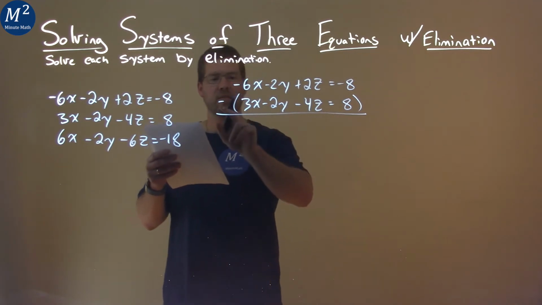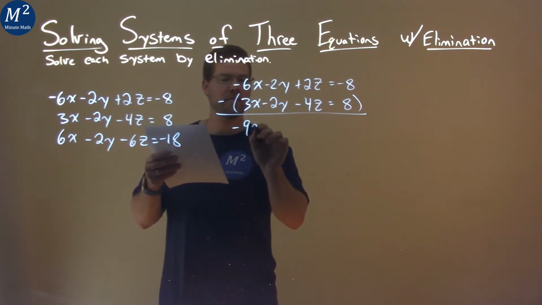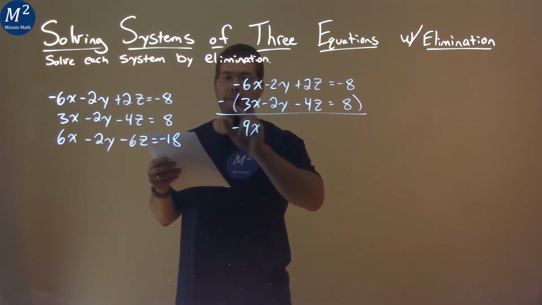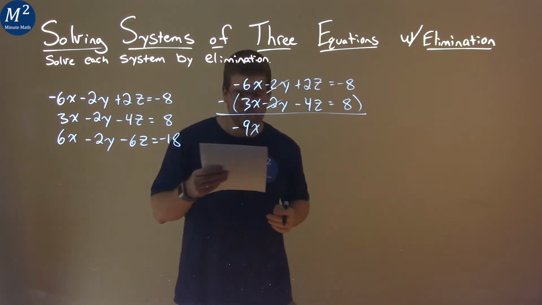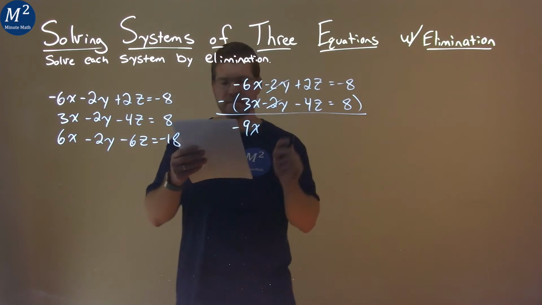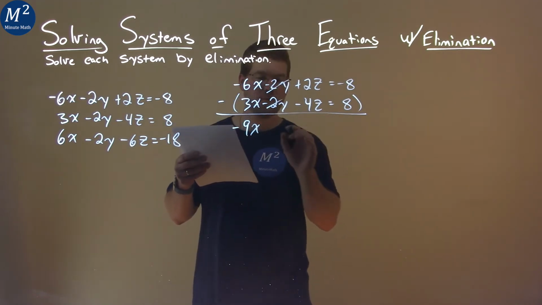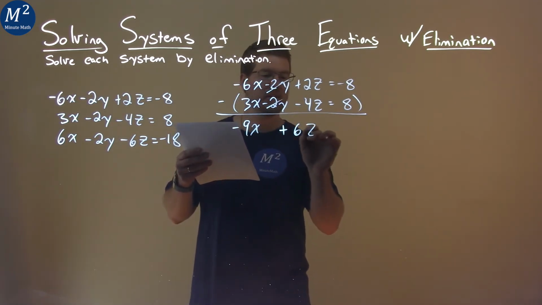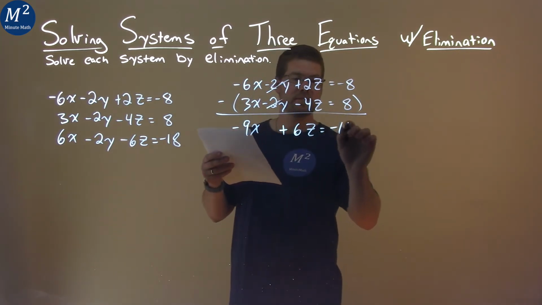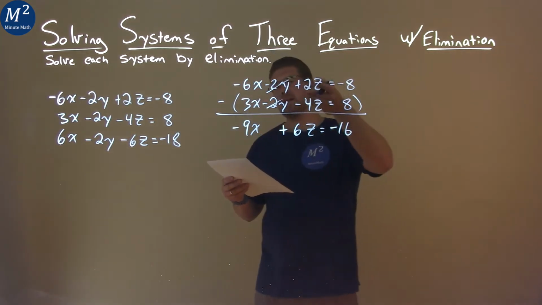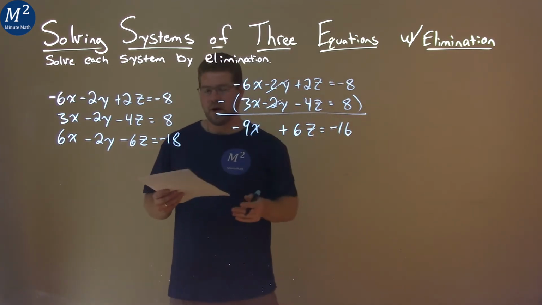Negative 6x minus 3x is a negative 9x. But negative 2y minus a negative 2y is like adding a positive 2y. They cancel. 2z minus a negative 4z is like adding a 4z, so it's a 6z here. And negative 8 minus an 8 is a negative 16. So great, we eliminated the variable y.